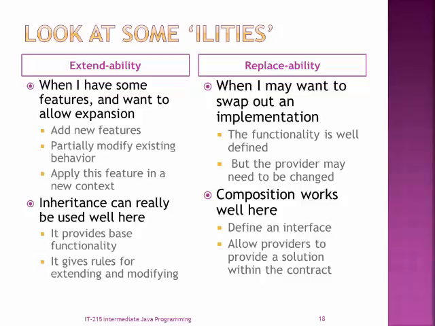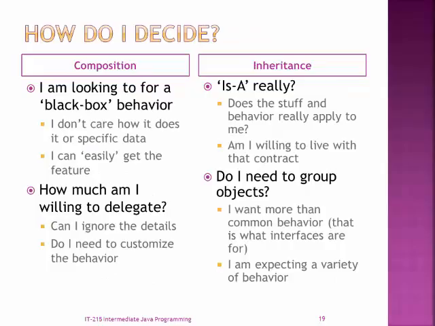So I have a good set of functionality, and I have a lot of people who could provide that functionality. I don't want to be stuck with that functionality from one place forever. I want to be able to pick whichever one's best. So define a contract inside of there and allow me to switch it out as it goes.